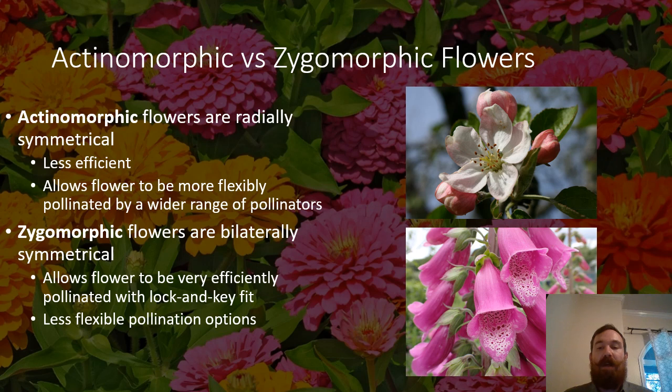Zygomorphic flowers are bilaterally symmetrical, meaning that you can only draw one line of symmetry and the two sides, that's why it's bilateral, bi meaning two, lateral meaning side, are basically going to be the same. And there are benefits and disadvantages to these two different arrangements.